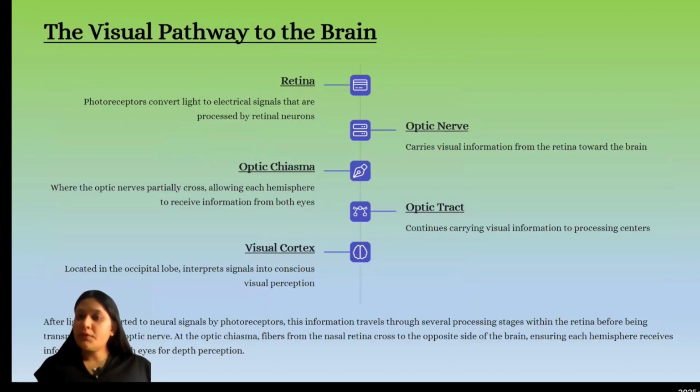Now the visual pathway to the brain: how the brain carries the information, and through which parts of the visual pathway as well as the eye. First of all, the retina will start sending the neural signals to the optic nerve. The optic nerve will then carry all the information to the optic chiasm. The optic chiasm is a part of the visual pathway behind the optic nerve.